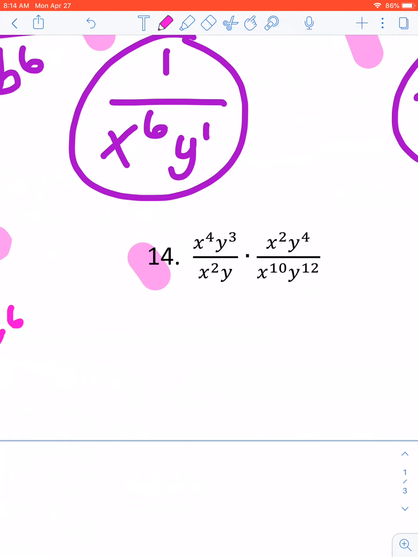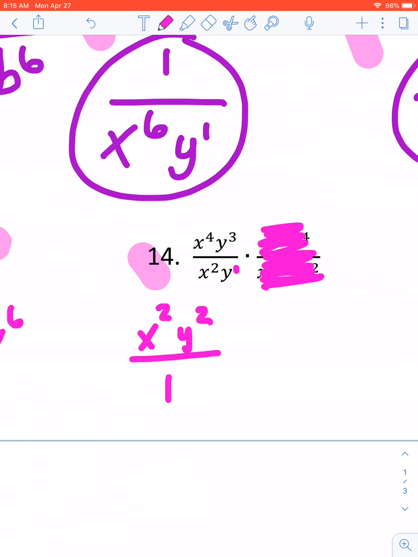So let's look at number 14. Again, I'm going to cross off that side, cover it up, and look at my left fraction first. If there's no exponent there, remember there's an imaginary 1 there. It's really important to know because sometimes we forget about it altogether, so I would suggest putting it on there. So I have 4 x's on top and 2 x's on bottom, so I have 2 more on top. I have 3 y's on top and 1 y on bottom, so I have 2 more on top and I have a 1 down here.